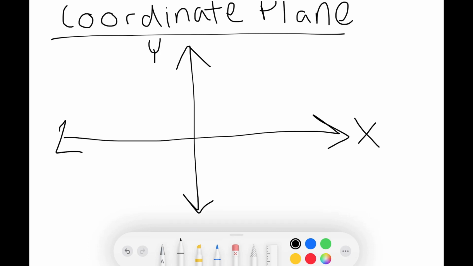And these two axes make up 4 quadrants, and they are labeled accordingly in counterclockwise order, from 1 to 4. So this quadrant right here is quadrant 1. This quadrant is quadrant 2. This quadrant is quadrant 3. And this last one is quadrant 4.